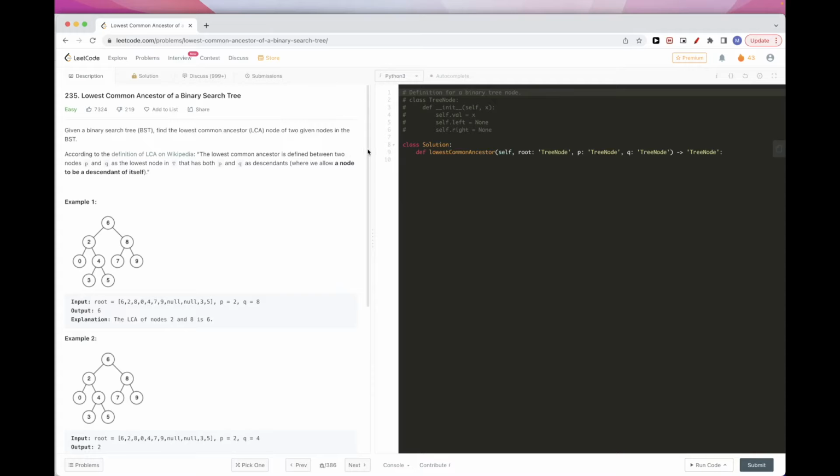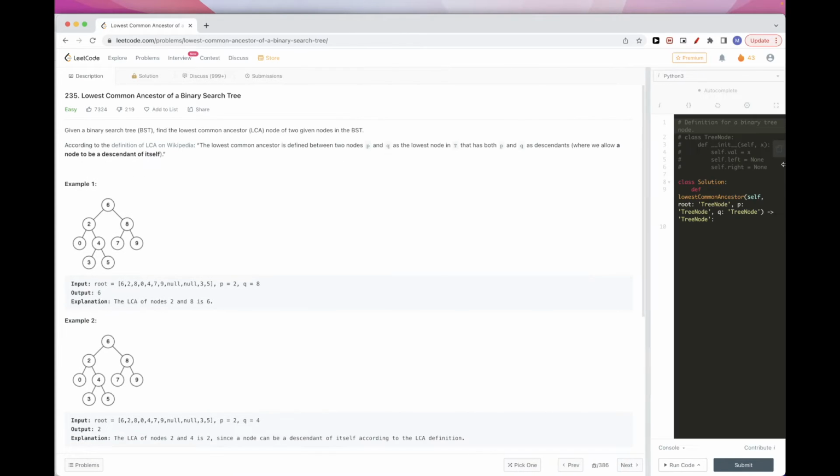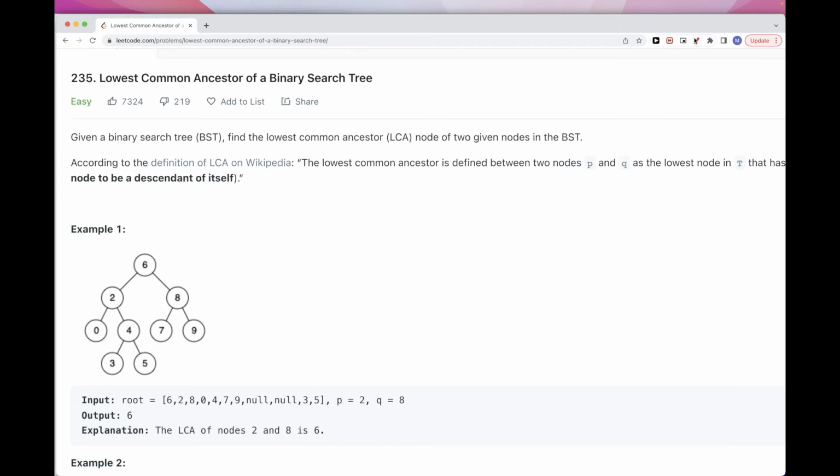Hello, so today we are going to do this problem, lowest common ancestor of a binary search tree, which is part of the Leetcode daily challenge. So we have a BST and we want to find the lowest common ancestor of two nodes that we get in the input. And the LCA is just the lowest possible parent of both.